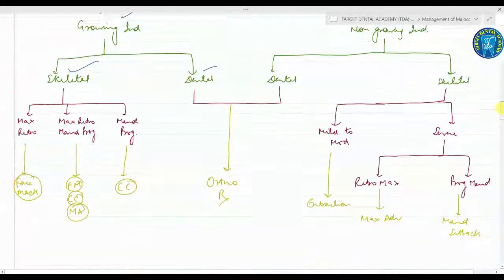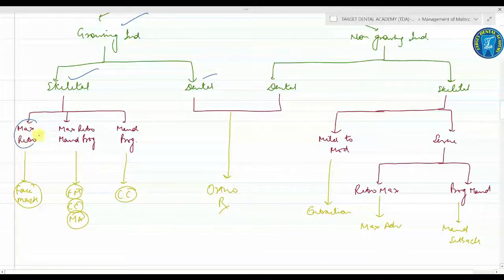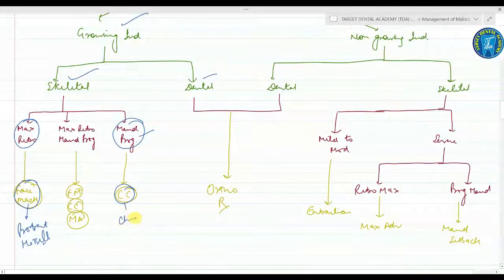You treat the skeletal class 3 malocclusion. If there is the maxillary retrognathism, you will treat it with the face mask therapy. Your main aim is to protract the retrognathic maxilla. So in that case, you will give the face mask. Next is, if a patient comes to you with a prognathic mandible, in that case you will go for the chin cup. Chin cup is used to redirect the growth of the mandible, or to restrict the growth.